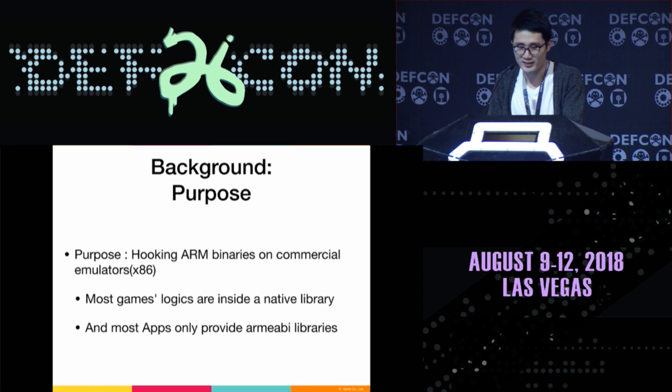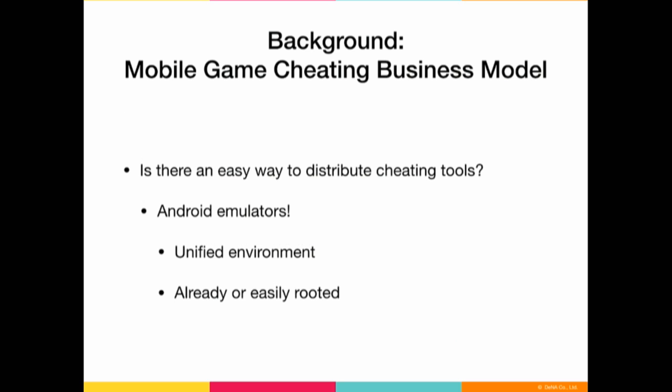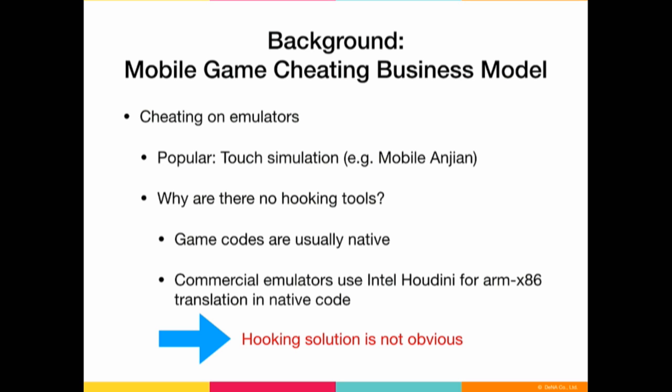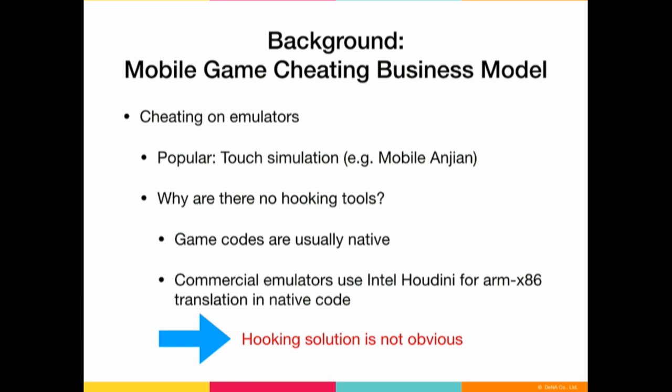According to my investigation, the most popular cheating approach on emulators is touch simulation, and it requires root privilege or shared access. But it does not involve modification of the game binary or hooking skills. This means touch simulation is a gray zone. You can say it is cheating, but you can hardly say it is a crime.